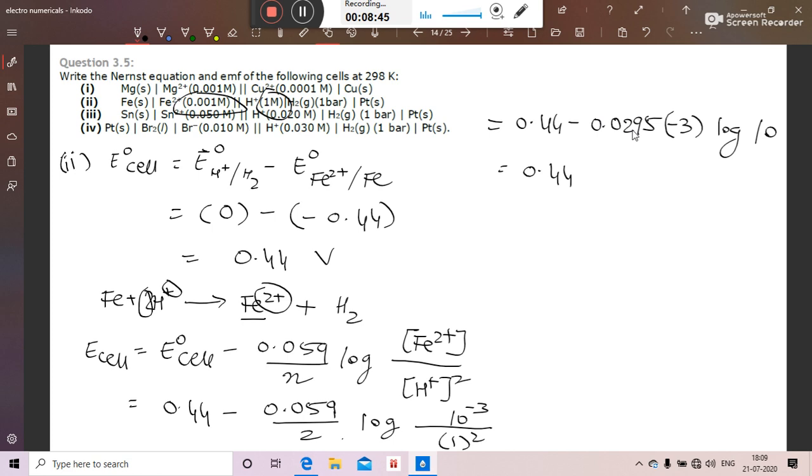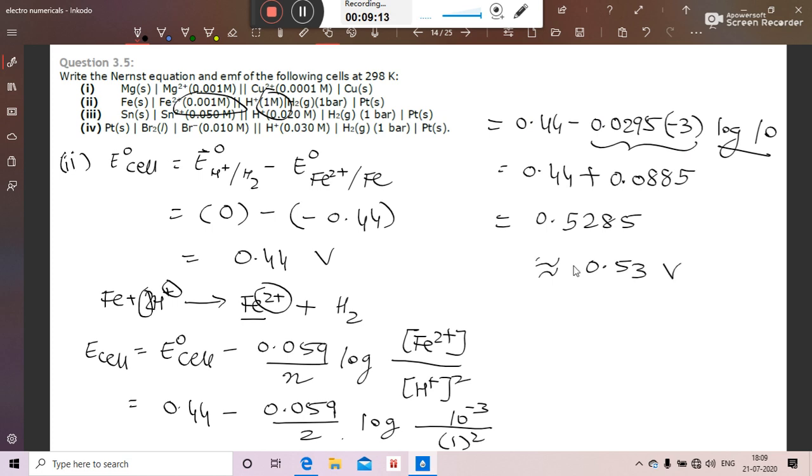Now minus minus will become plus 0.0295 into 3, so it will become 0.0885, and log 10 is 1. So that is equal to, now you have to add the 2, so we will get 0.5285. So that is approximately equal to 0.53 volt. So this is our answer, 0.53 volt.